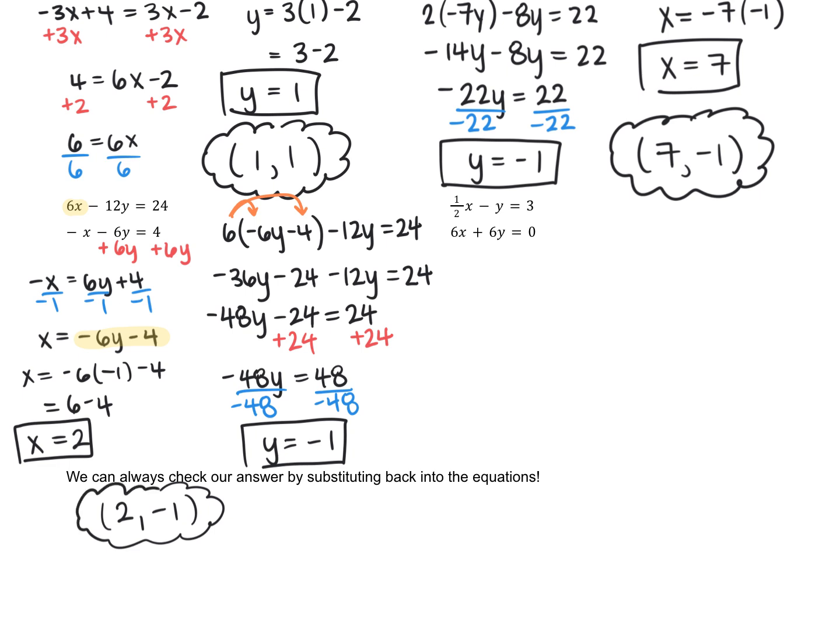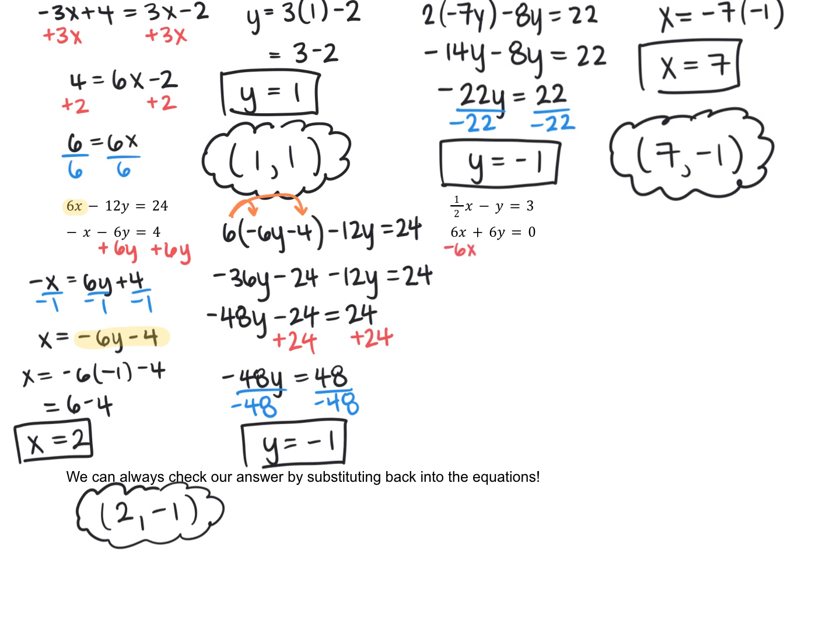In our last example, we have 1/2 x minus y equals 3 and 6x plus 6y equals 0. Even though I have a y that's a -1 in my first equation, I also have a fraction in that first equation. In my second equation, both of the numbers in front of x and y are 6's, so it's actually not going to be too difficult to solve for x or y in that second equation, which is what I'm going to do.